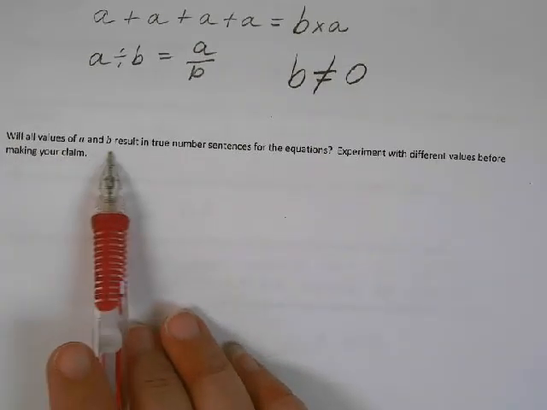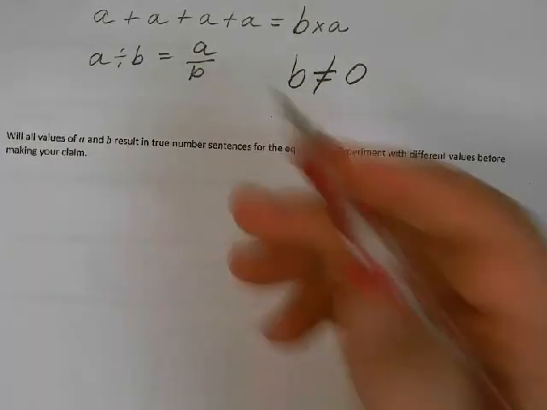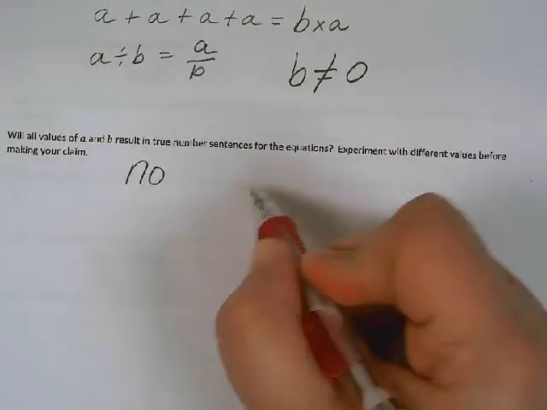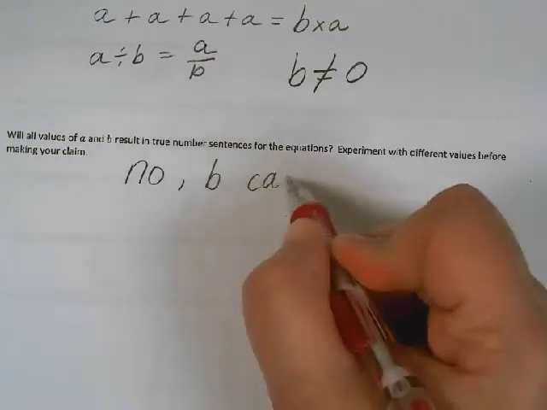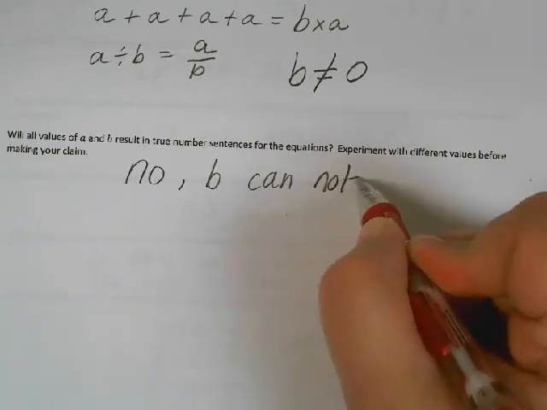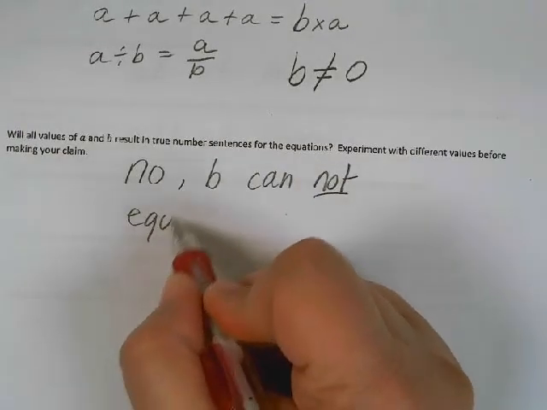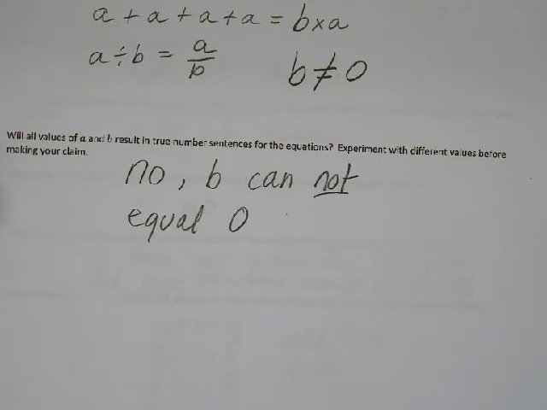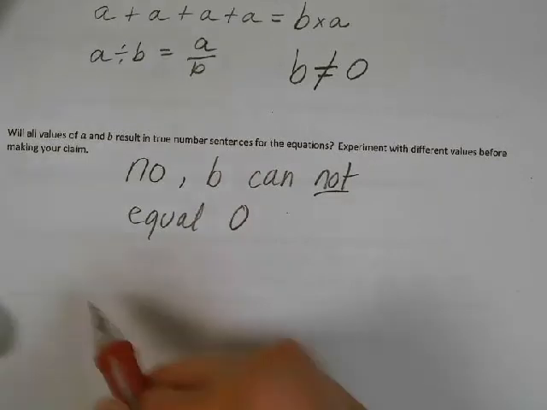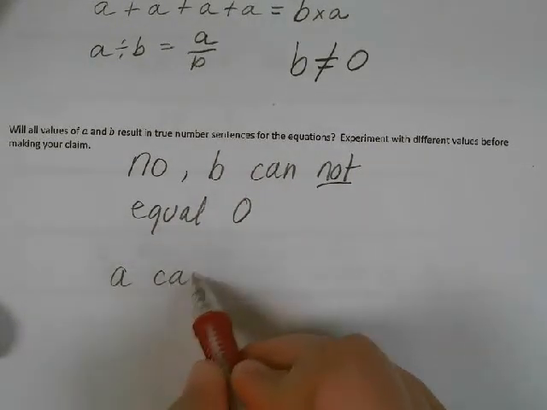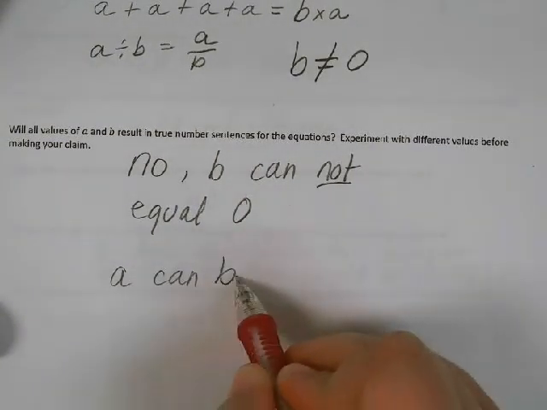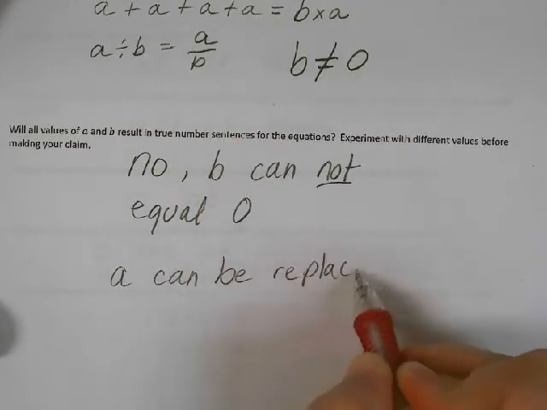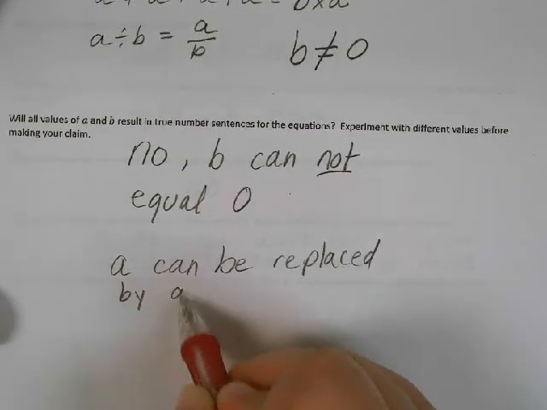Will all values of A and B be true sentences? And that answer is no. B cannot equal 0. A can be replaced by any number.